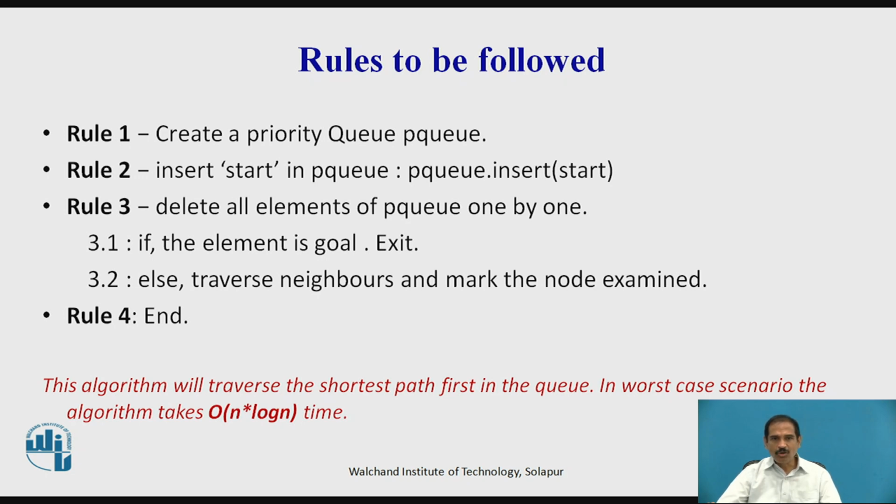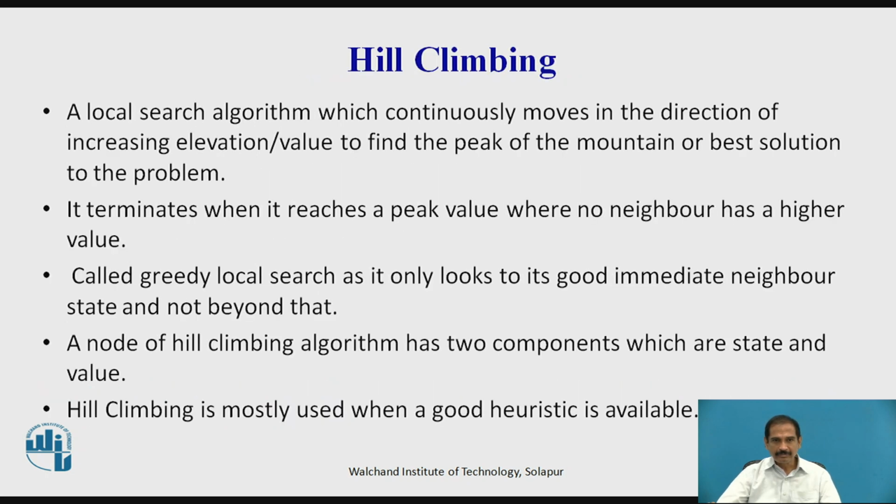Therefore, this algorithm will traverse the shortest path first in the queue, and the worst case scenario is that the algorithm will take O(n log n) time, where n is the number of nodes in your particular graph, which is your search graph.